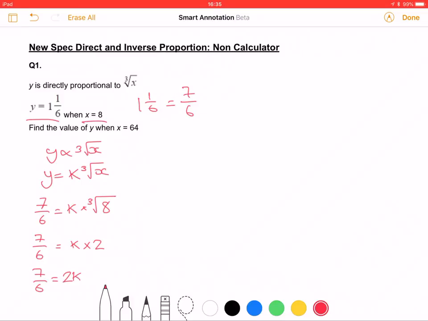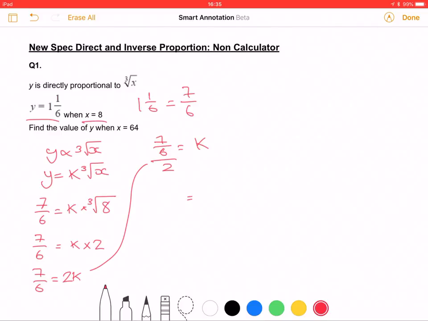And so to work out k, I'm just going to squeeze it in here. You can't squeeze it in there. So k is equal to, divide by 2. So 7 over 6 divided by 2. How would you do that? Personally, I'd say division by 2 has the same effect as times by a half, because you keep, change, flip.